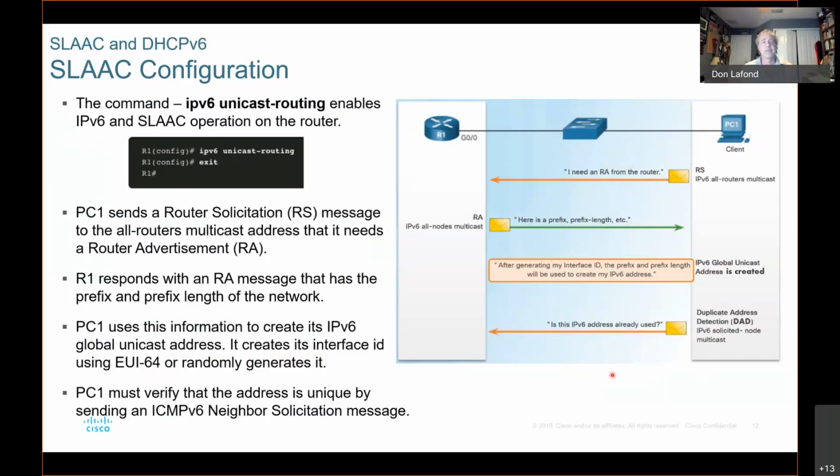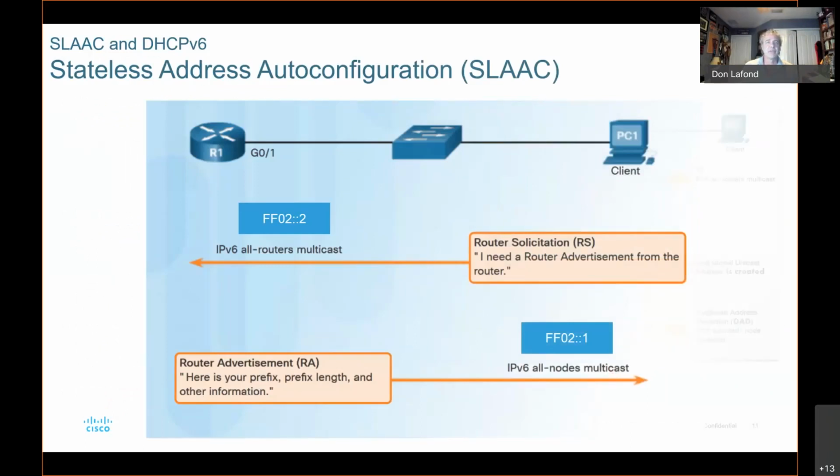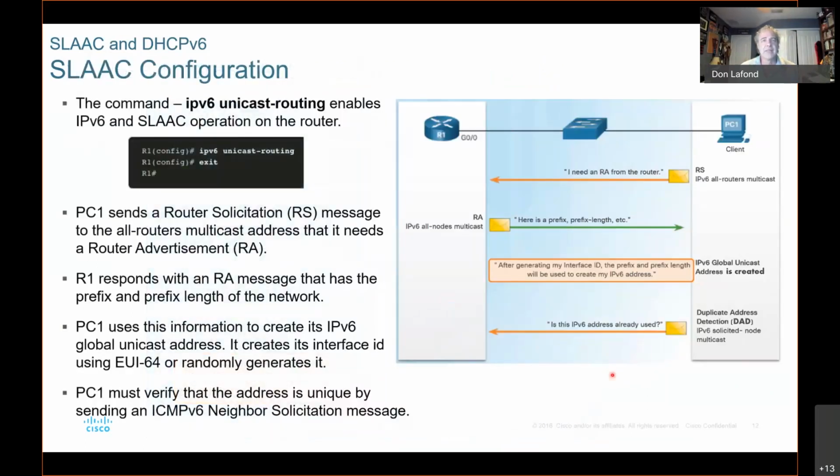PC1 sends a router solicitation message. It doesn't want to wait the 200 seconds. It sends it to the all routers multicast address, which is FF02::2. FF02::2 is the all routers multicast address. It's saying, I need a router advertisement. That's this step here.